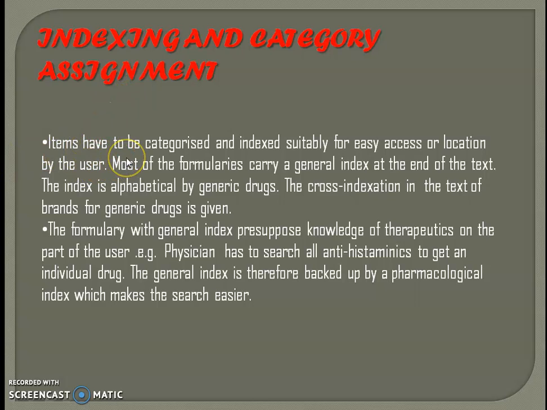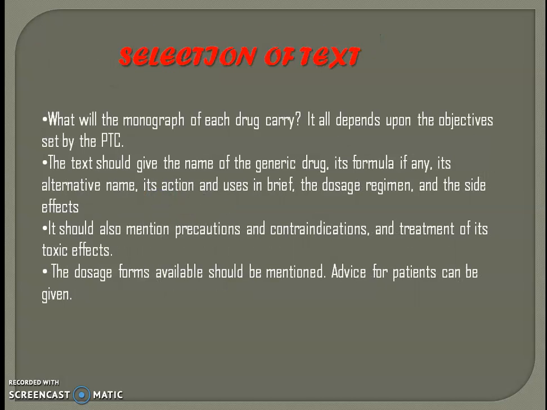At times, items have been categorized and indexed suitably for easy access or location by the user. Most formularies carry a general index at the end of the text. The index is alphabetical by generic drug. The cross indexation in the text of brand names for a generic drug is given. Okay, the last part of this topic is selection of text. What will the monograph of each drug carry? It all depends upon the objective set up by the PTC.